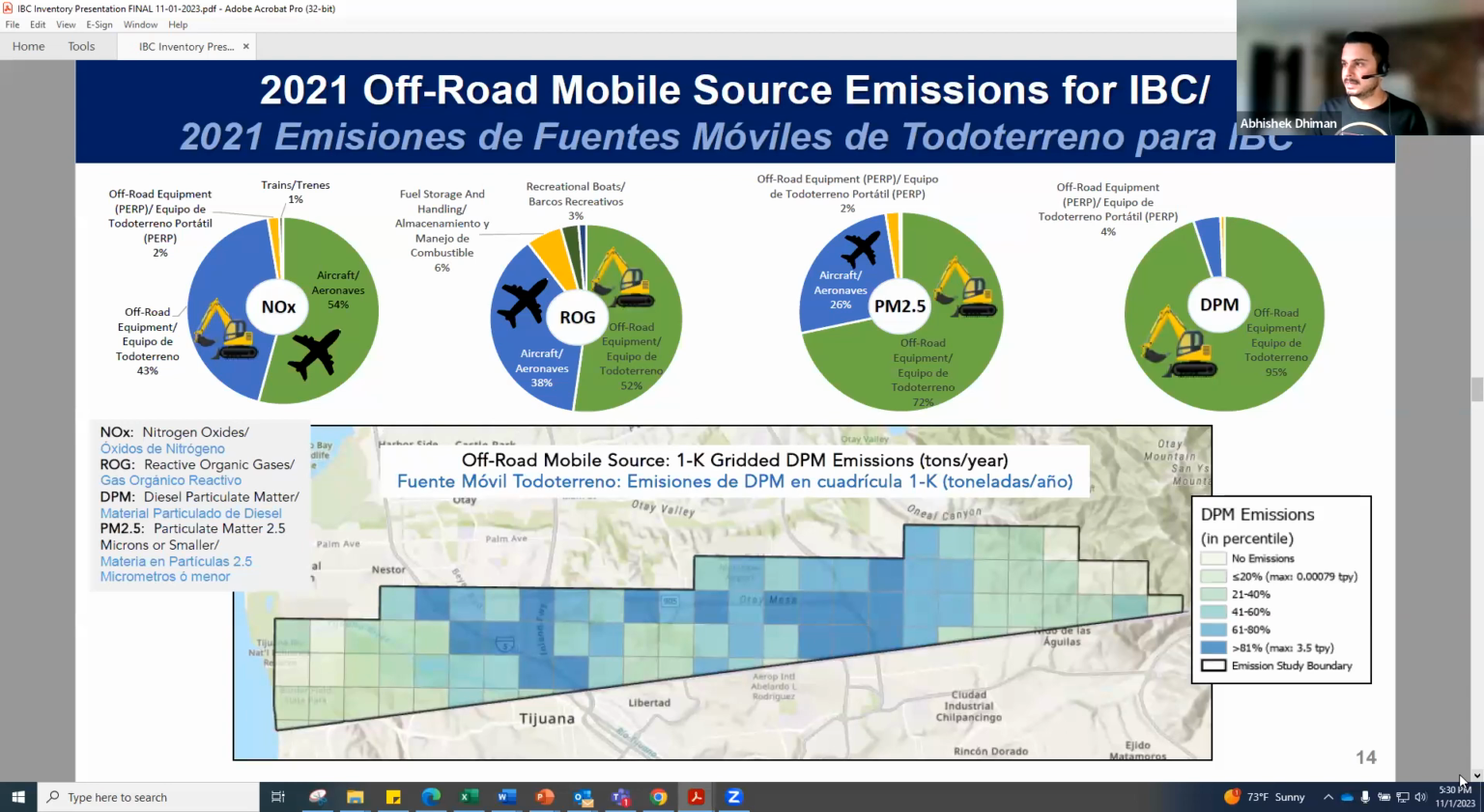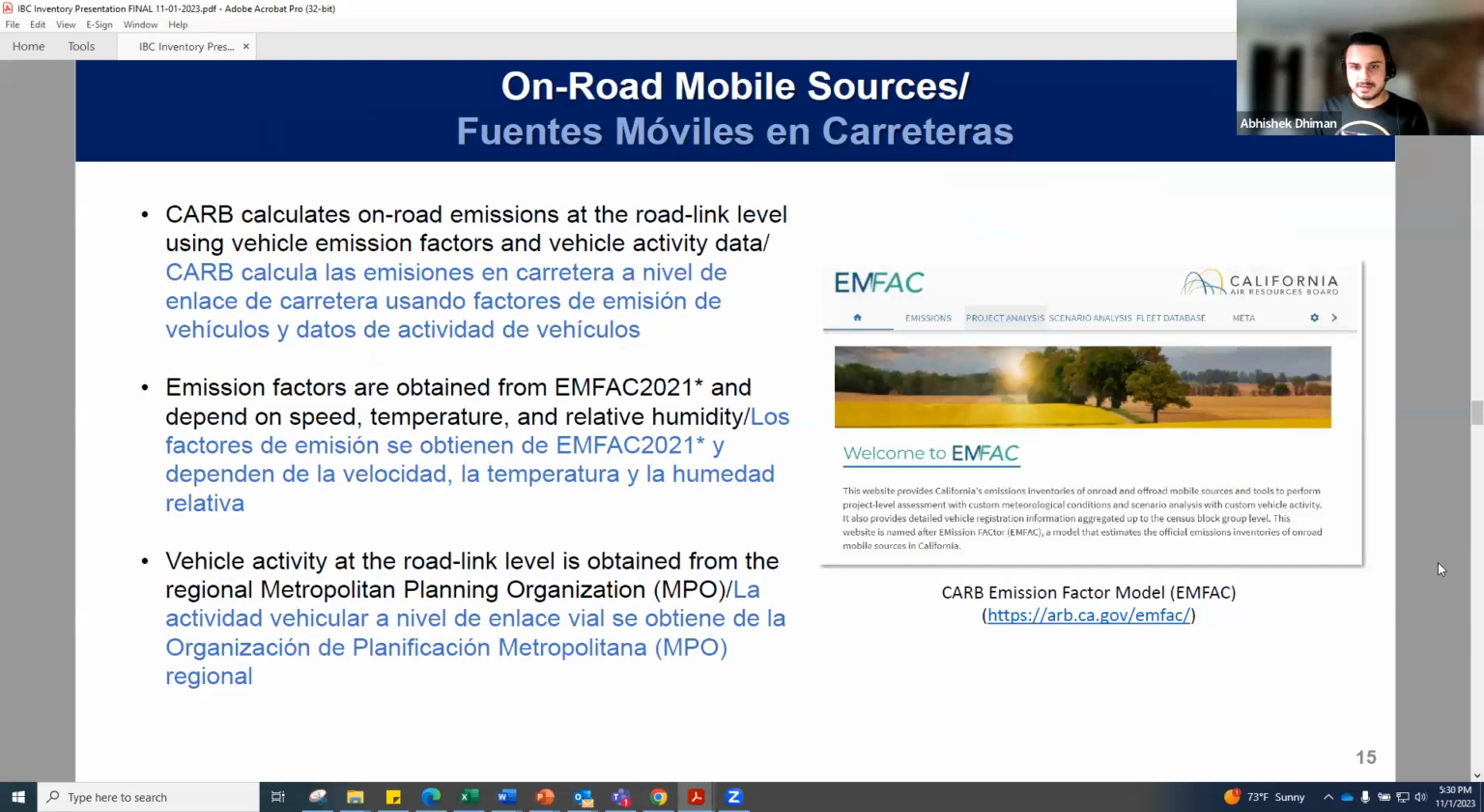No questions. Next slide, Jenny. Our last category is on-road mobile sources, which includes cars, trucks, buses, and other vehicles we see traveling on our roads. We estimate these emissions using the road vehicle activity data from the regional metropolitan planning organization, which in this case would be SANDAG, that is San Diego Association of Governments. And vehicle type distribution and emission factors are taken from CARB's latest on-road emission model, which is called EMFAC 2021.